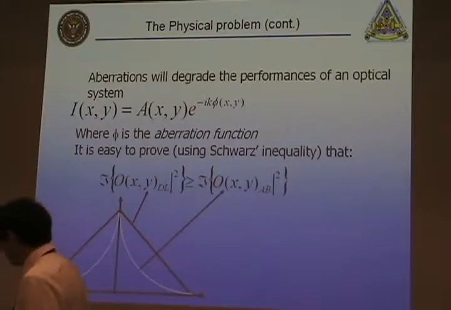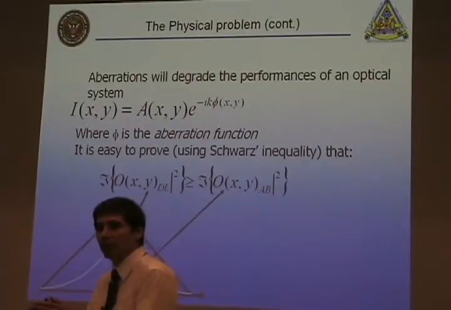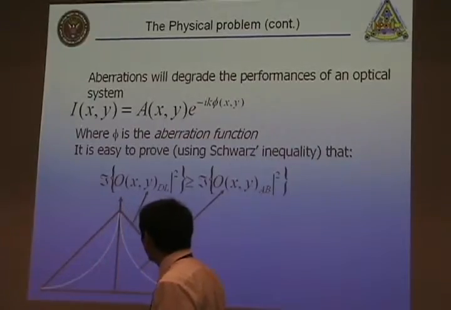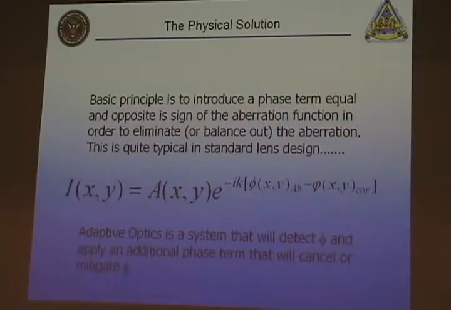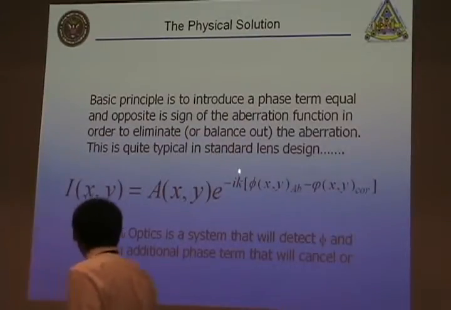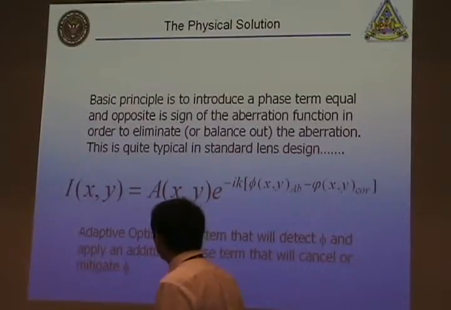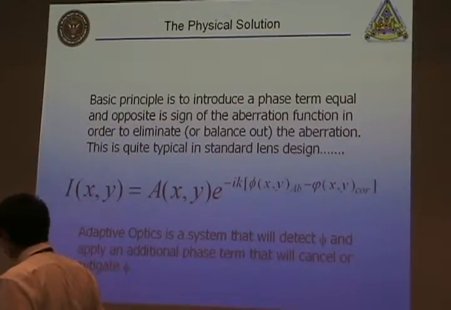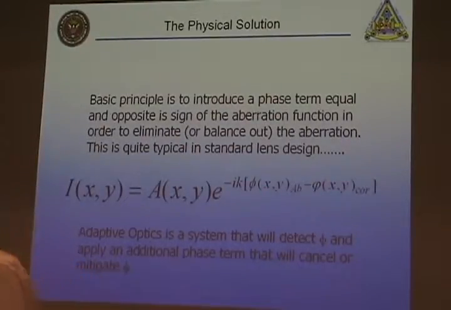Now, the effect of aberrations on your system is going to spread that point spread function. It's going to broaden it, or in terms of the transfer function, it's going to decrease the transfer function. When you have aberrations, it's a phase term that gets introduced into your system. Adaptive optics is trying to introduce another phase that is exactly opposite in sign of this one to cancel it out, so you can get nice, good imaging again.